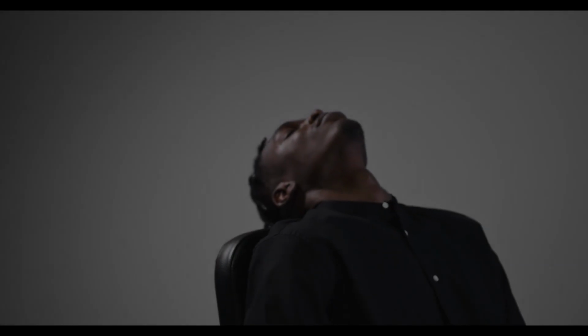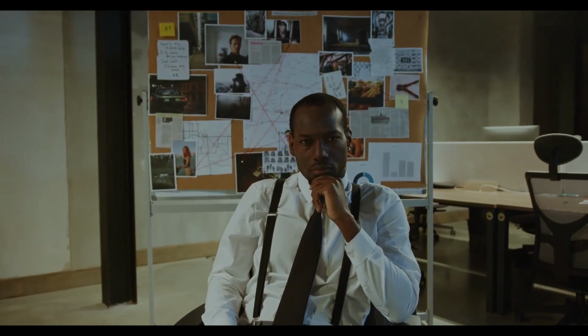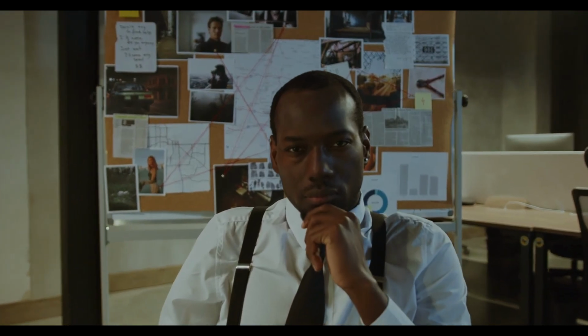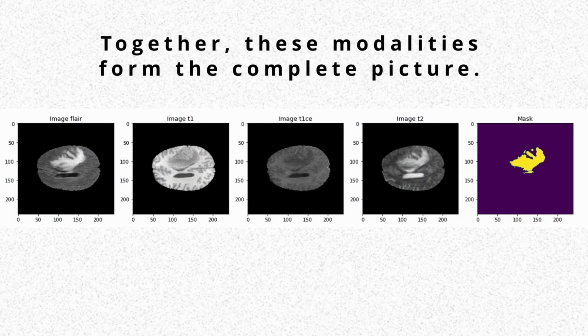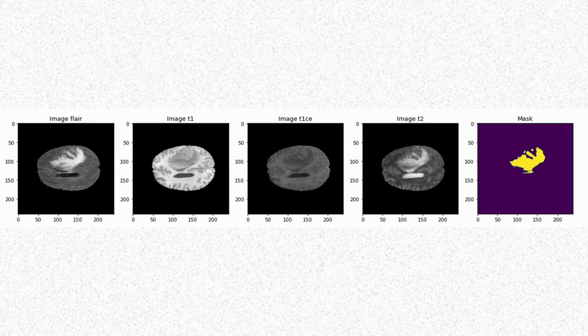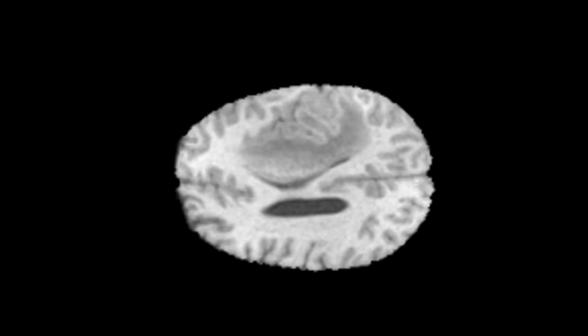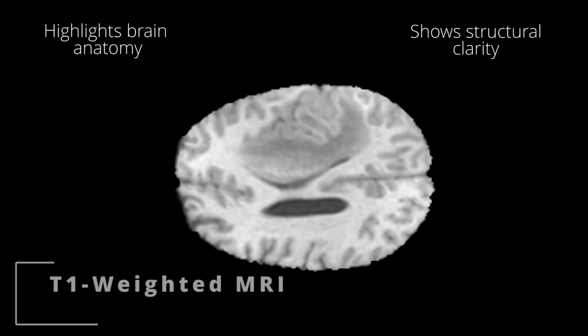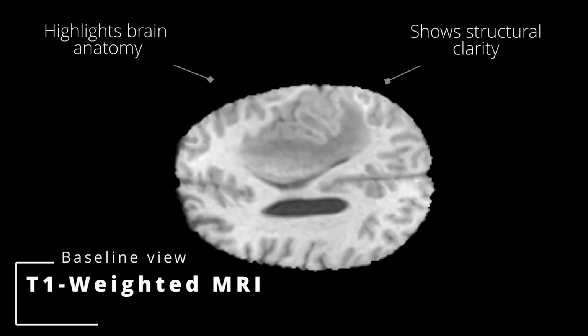To truly understand the brain tumor, we need to think like a detective solving a case. Each MRI modality is like a crucial clue that contributes to cracking the mystery. Together, these clues form the complete picture, allowing us to uncover the truth. Let us dive into the different modalities of our BraTS, starting with our baseline view, the T1 weighted MRI, which shows the brain's overall structure, helping doctors see its anatomy clearly.